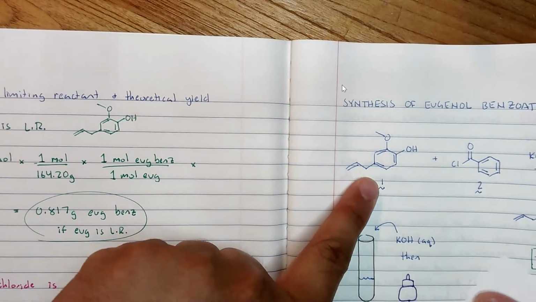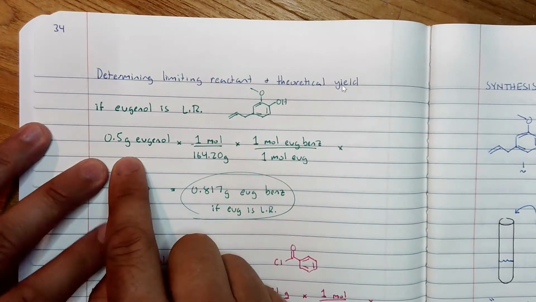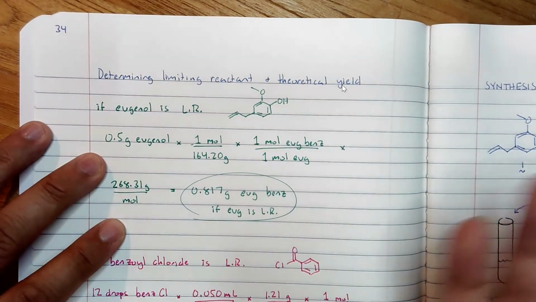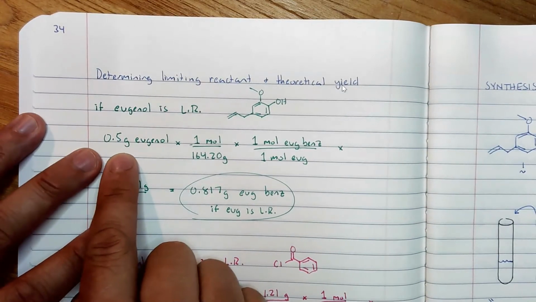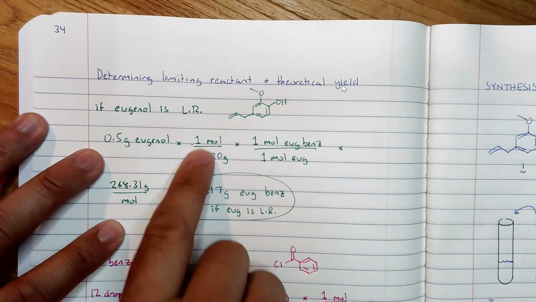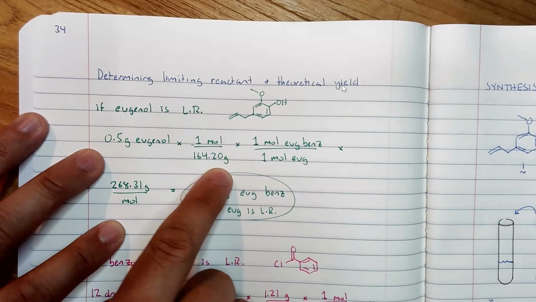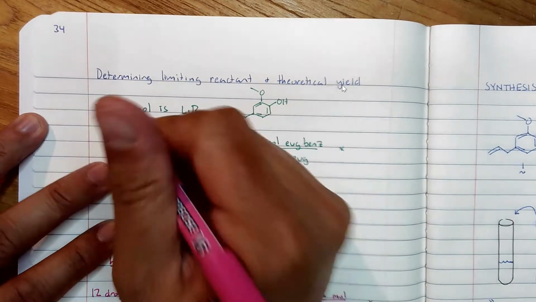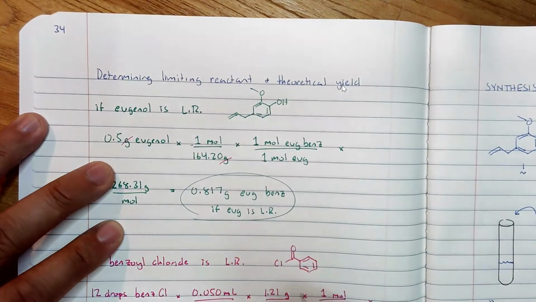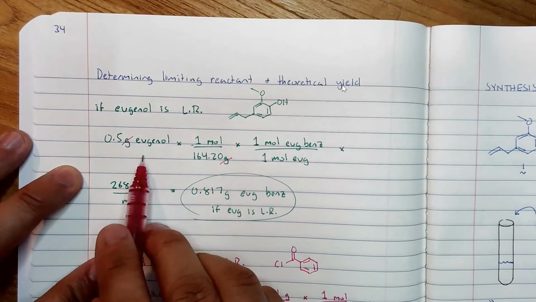So eugenol. If eugenol is the limiting reactant, then we're going to calculate how much product we should get. So I have 0.5 grams of eugenol, divided by the molar mass, but it's 1 mole over the molar mass. Okay. Because what am I trying to do? I'm trying to cancel out units. And this is called the mole bridge, because I have now moles of eugenol.